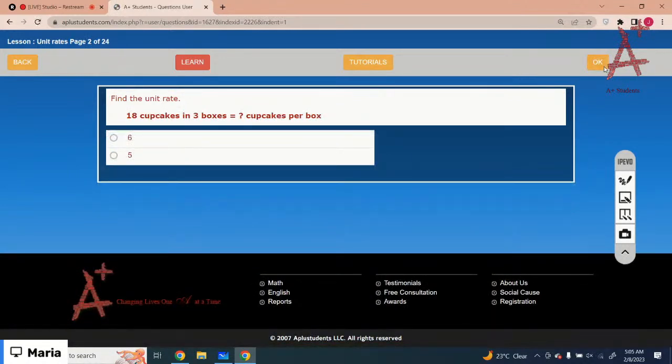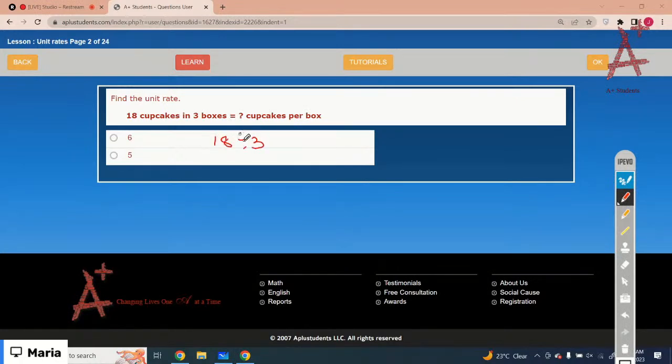Okay, 18 cupcakes in 3 boxes. So you have to calculate the cupcakes in one box. Got it? So you have to divide 18 by 3. So 3 times what number is 18? 3 times 6 is 18. That means you have 6 cupcakes in one box. Got it? So the correct option is 6.